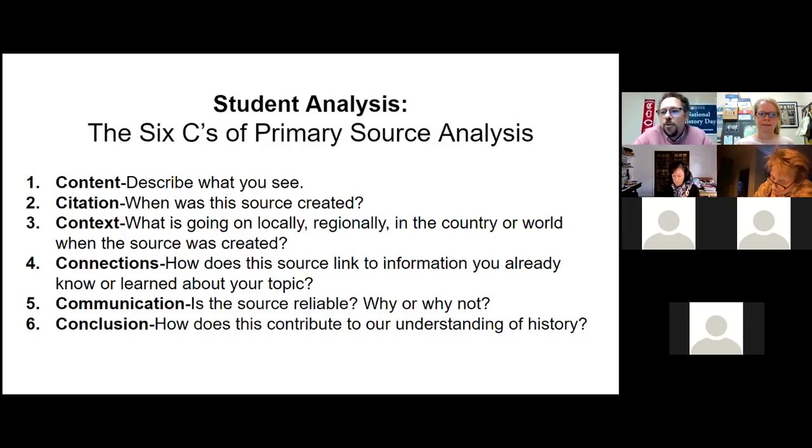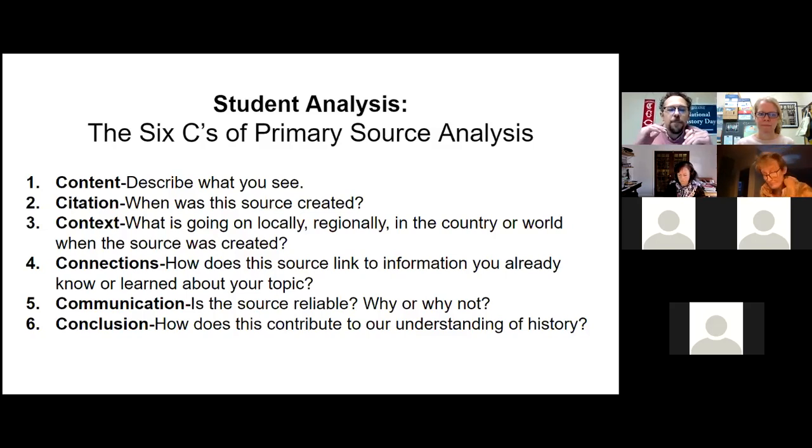Prior to COVID, we had a lot of students come through using our research facility. This is one of the things I would use to train them, because they were usually first-time researchers, on how to look at sources, interpret them, and digest them. The first of the 6 C's is content. What I mean by content is, of course, describe what you see.